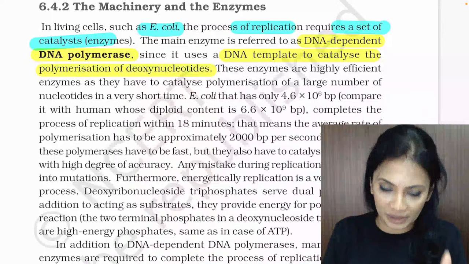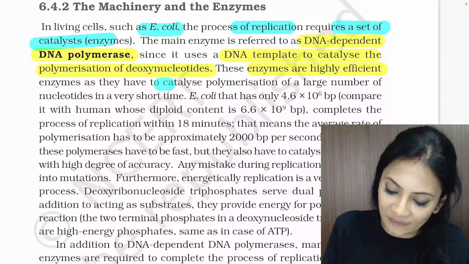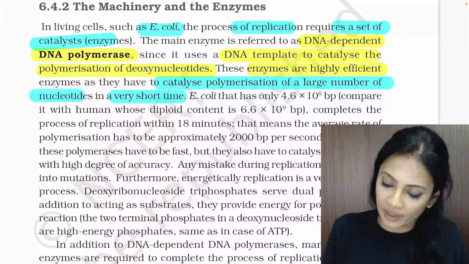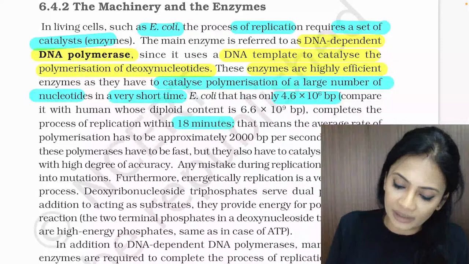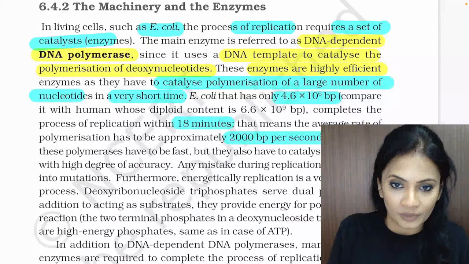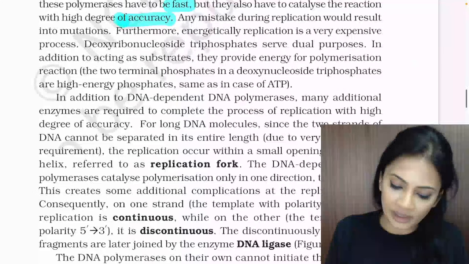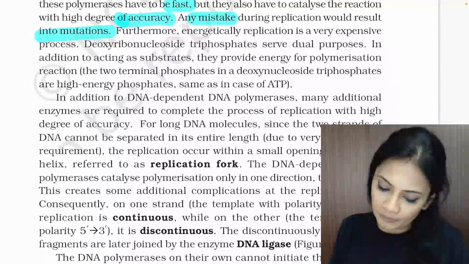Then, enzymes are highly efficient. Why? They have to catalyze polymerization of a large number of nucleotides in a very short time. E. coli is going to be completing within 18 minutes. So that is 2000 base pairs per second, which is polymerized. So they have to be fast also. They have to be accurate also. Any mistake leads to mutations. Fine. So we see here deoxyribonucleoside triphosphate.